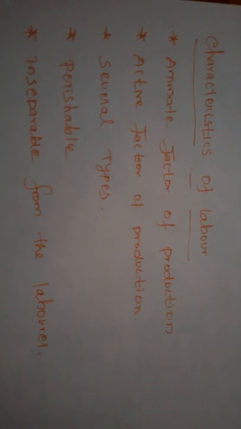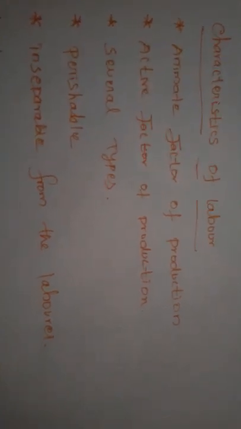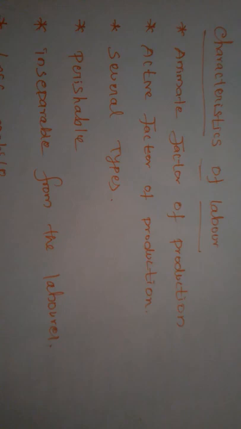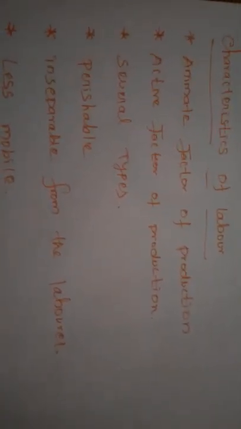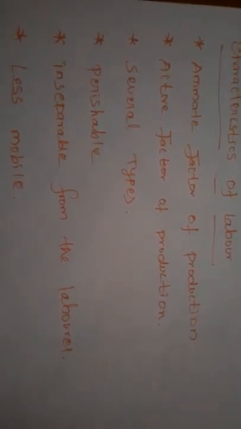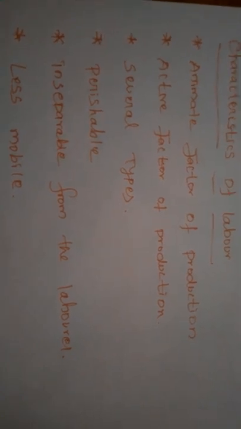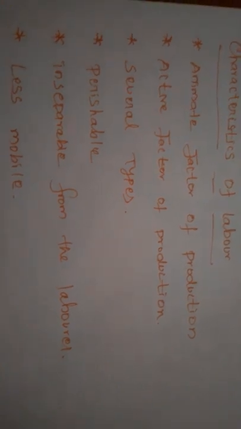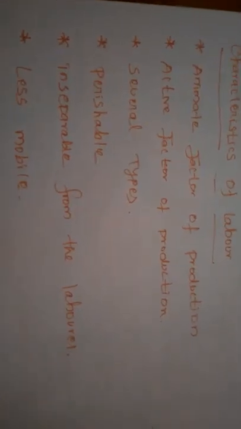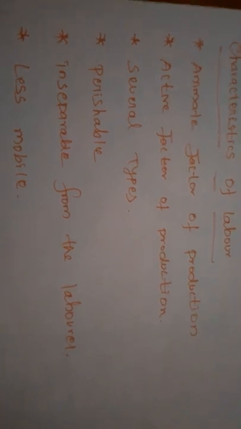Next, the characteristics of labor. Some characteristics are there in labor. First, it is the animate factor of production. Animate means the active factor of production. He can do anything. Whatever innovations there are, they are brought by humans, and any goods discovered are discovered by humans only. So labor is called the animate or active factor of production.